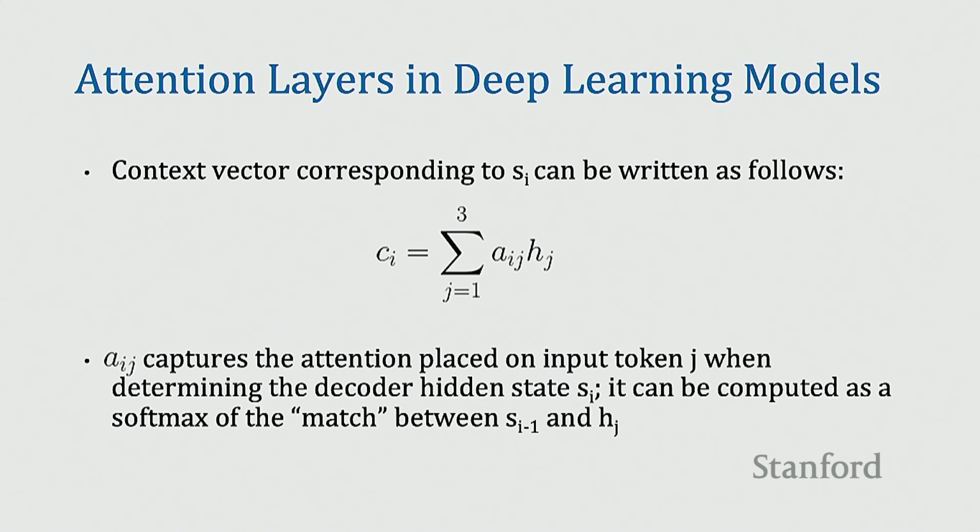The context vector corresponding to each hidden representation of an output token, SI, which is the hidden representation of the output token I, will be modeled as this kind of a combination, which is Aij and then Hj, right? So in some sense, you're representing each context vector as some kind of a combination of each of the hidden representations from the encoder side.